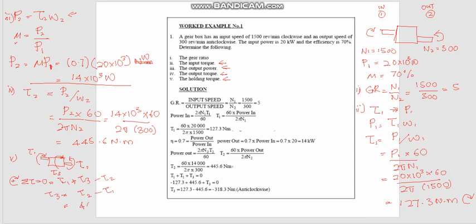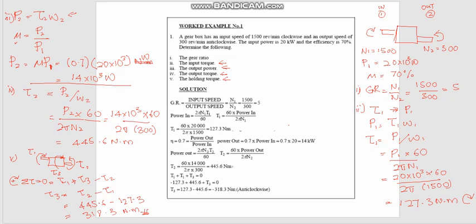445.6 minus tau 1, which equals 127.3, right? So tau 3 equals 318.3 Newton meter.